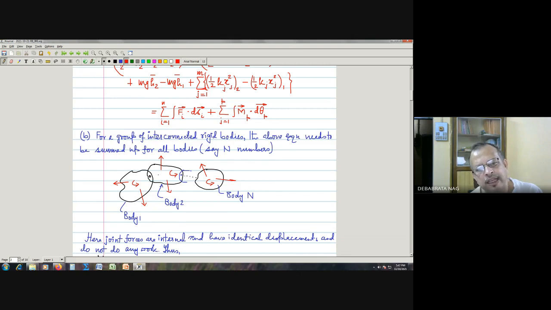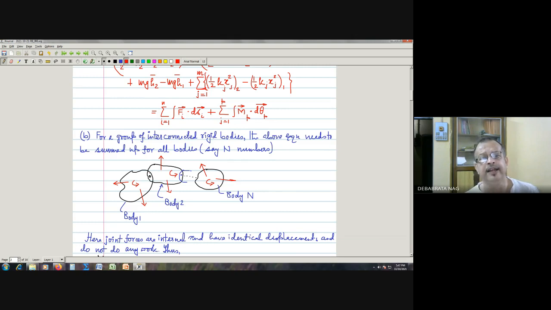And since all these, say for example, if we take the case of body 1 and body 2, let's suppose that we have only two interconnected bodies. So in that case, the common point at which the two bodies are connected with each other, they suffer the same displacement during the change of the configuration of the system. And since they suffer the same displacement, that means the displacement on body 1 and displacement on body 2 is basically the same. That means their relative displacement is 0.